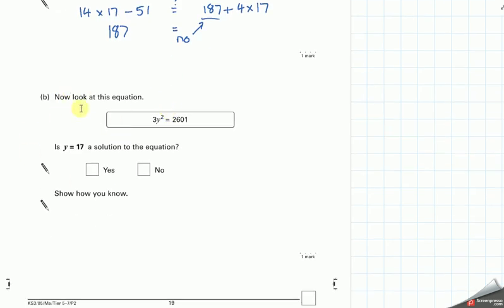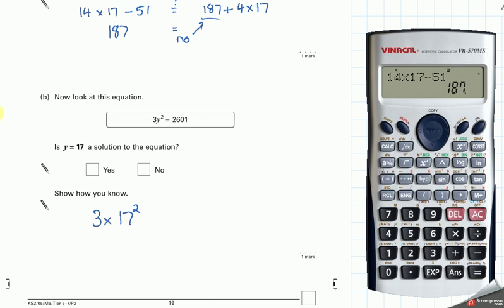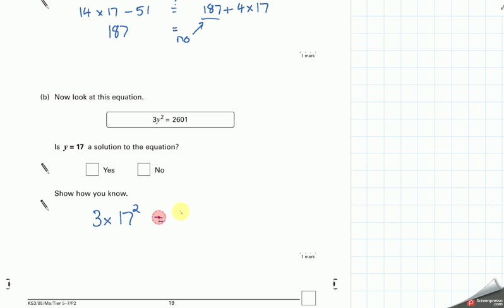Do the same idea. Look at the equation. Is y equals 17 a solution to this equation? So you do 3 times, and it's important that you do the 17 squared, not 3 times 17 first. Check to see if it's the right number. Now the calculator should work this correctly. 17 squared times 3 gives 867.